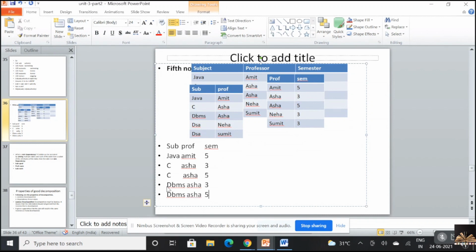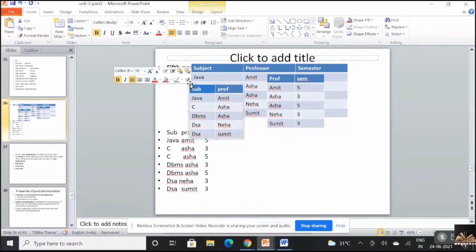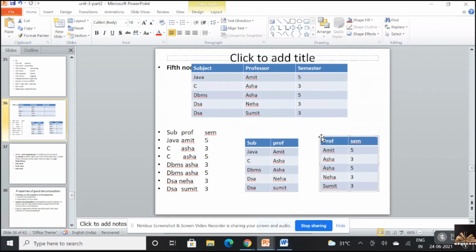Then what I have to do? I have to work again with Neha. So I have Neha over here. So this would be giving me DSA, Neha, semester is 3. Then I've got DSA, Sumit, semester is 3. Fine. I hope you can see the data now, right?